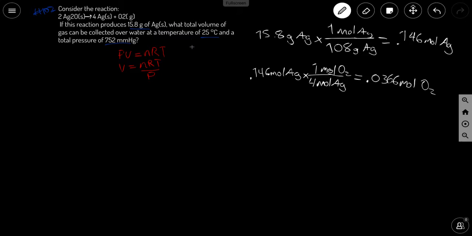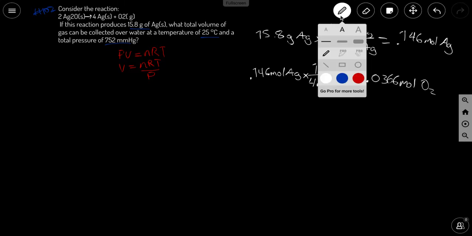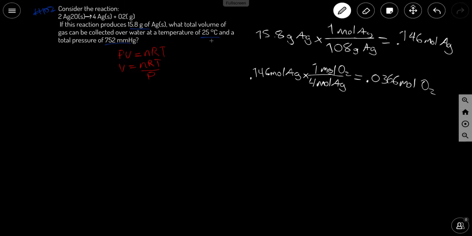Let's go ahead and find temperature. So we're going to go ahead and convert 25 degrees Celsius to Kelvin. And to do so, you just add 273, because that's a conversion factor to convert Celsius to Kelvin. So that will give us 298 Kelvin.